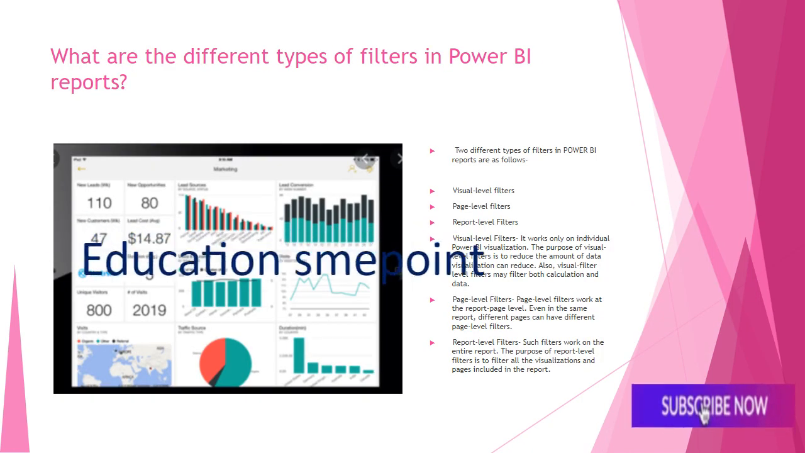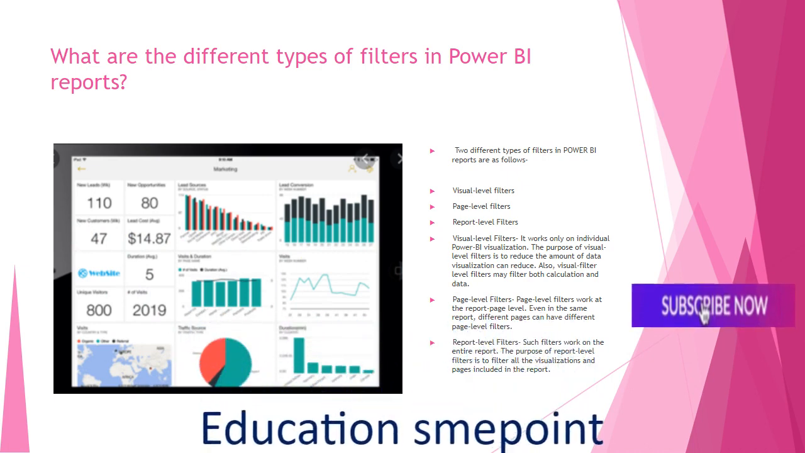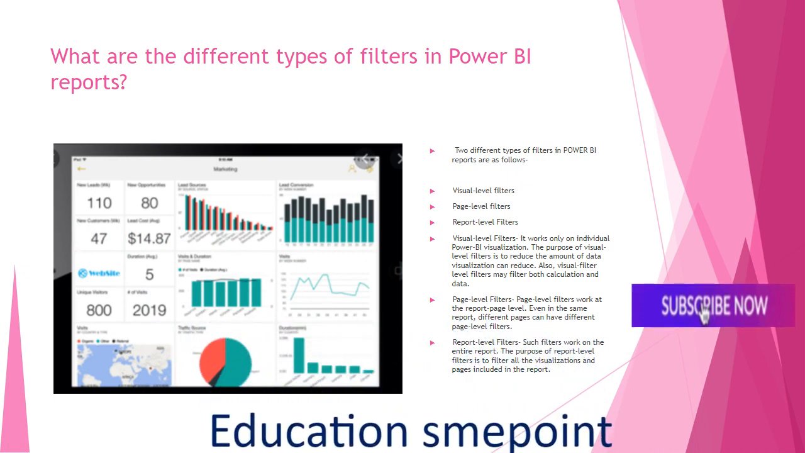What are the different types of filters in Power BI reports? Three different types of filters in Power BI reports are as follows: visual level filters, page level filters, and report level filters. Visual level filters work only on an individual Power BI visualization. The purpose of visual level filters is to reduce the amount of data a visualization can hold. Also, visual level filters may filter both calculation and data.